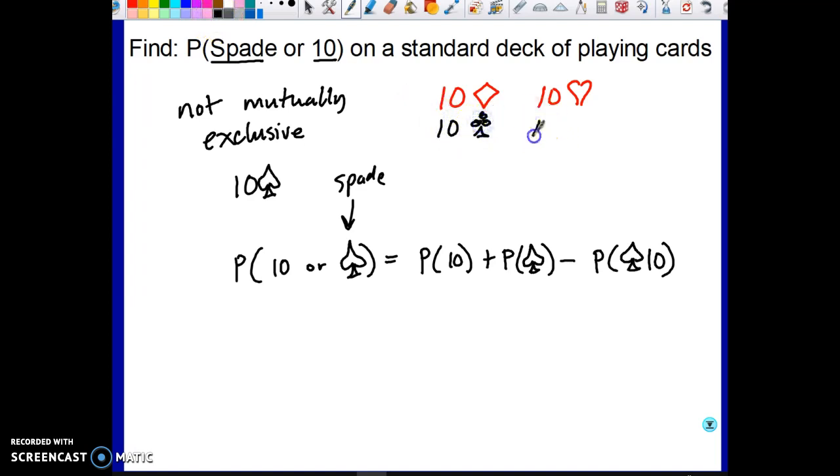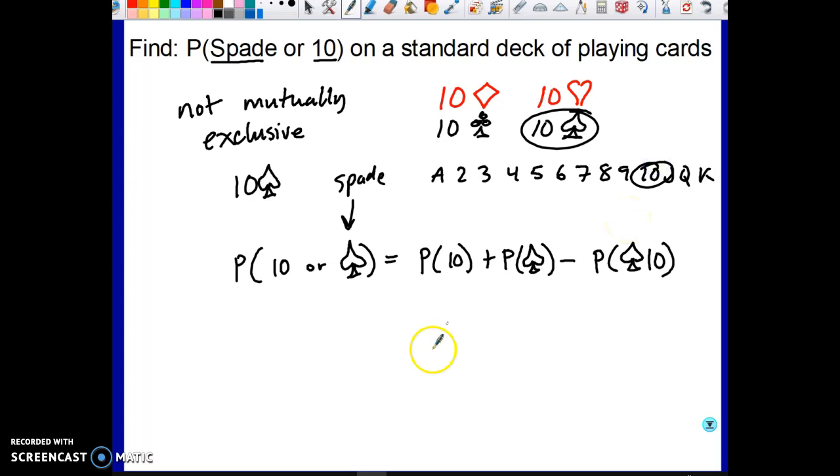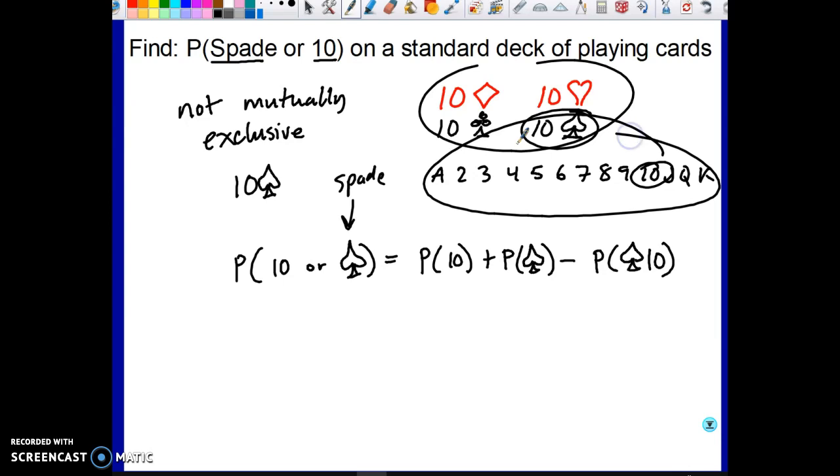It's the clubs and then 10 of spades. Now, with the spades, I have to count ace all the way through 2, 3, 4, 5, 6, 7, 8, 9, 10, jack, queen, king. And so obviously I would count the 10 twice. I'd count it when I was counting the 10s, and I would count it when I was counting the spades. So there's an overlap. That's why I have to subtract it out.